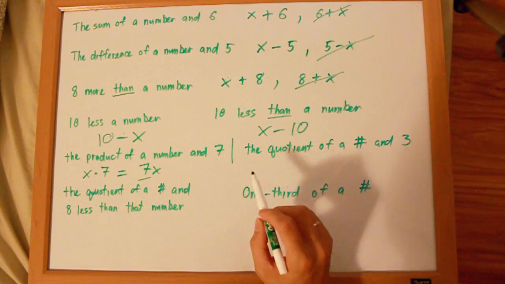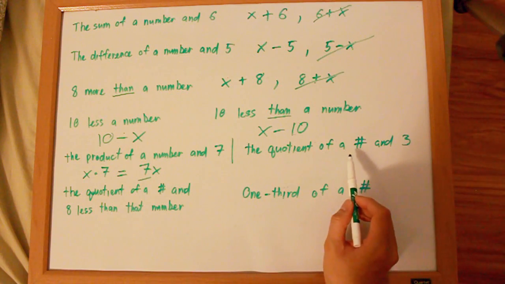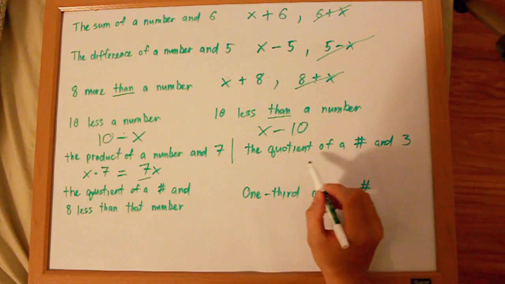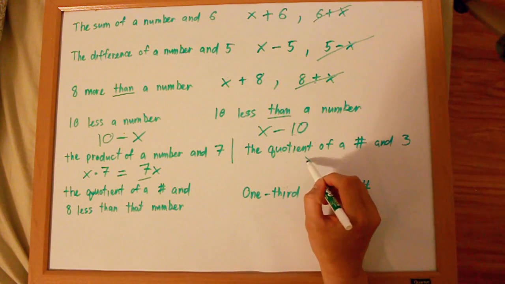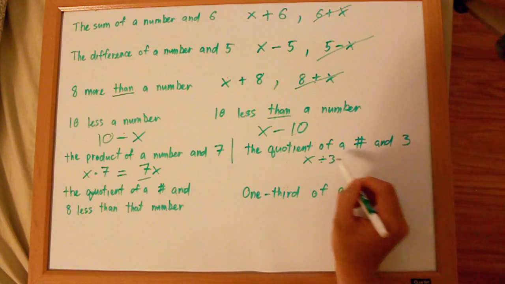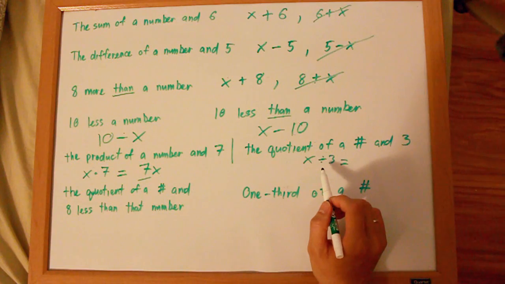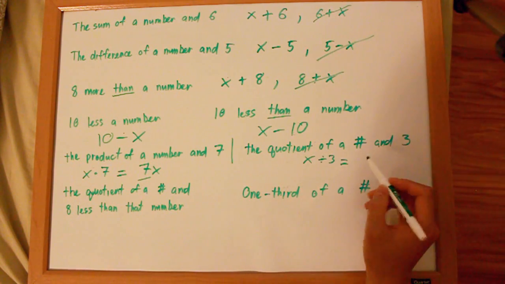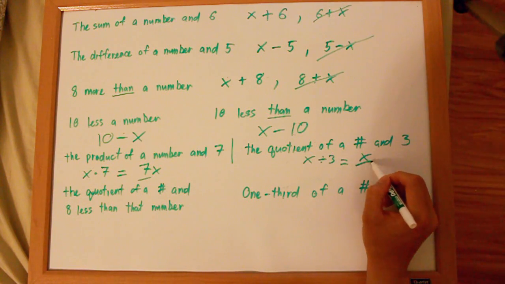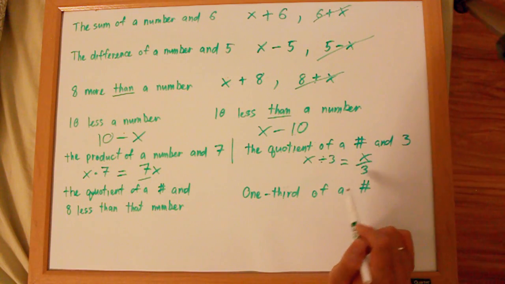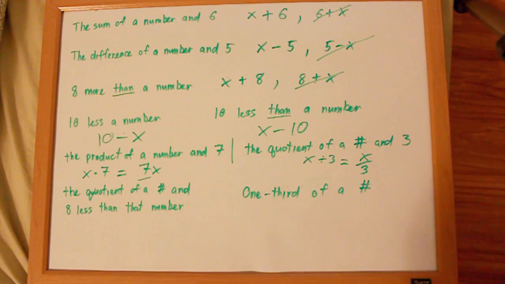Next one, the quotient of a number and 3. The quotient means division. So the quotient of a number and 3 means x divided by 3. Instead of writing it like this, we learned from the previous video that a quotient means a fraction. So you can also write it like this, which is a cleaner way to represent this expression, x over 3.